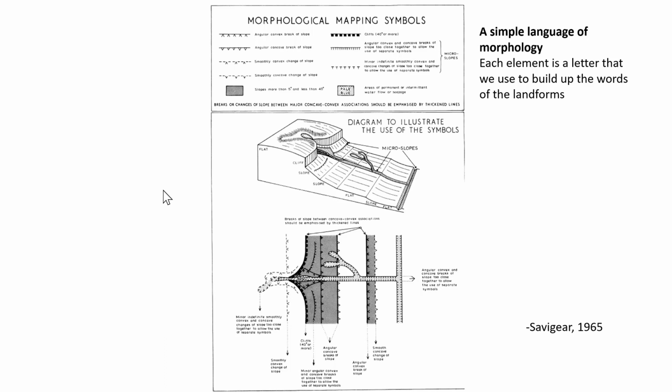What are our words, our letters, our graphical language that we can use to systematically characterize this landscape? Here's a suggested one that he had: an angular convex break of slope. That's right here on the map, which is what that break would look like. And you see the steep slopes on the edge of the channel. These are little teeth on one side where it's pretty sharp.